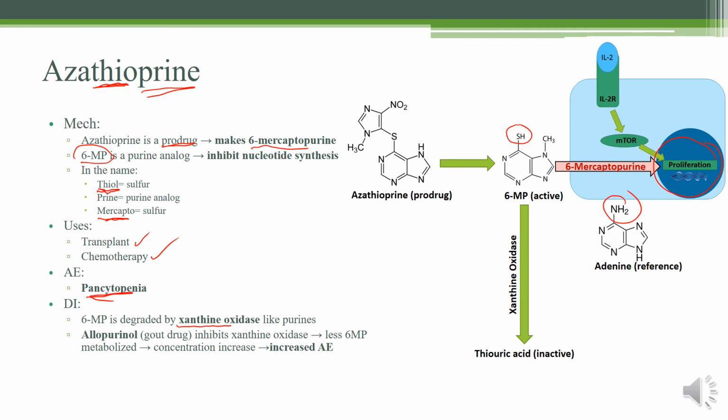Now, some drug interactions that they love to ask you about: 6-mercaptopurine can be degraded by xanthine oxidase. If you've studied ahead, you'll know that for gout we have a drug called allopurinol. This is a gout drug, and allopurinol inhibits xanthine oxidase, and it prevents uric acid from forming. So you can't really turn xanthine into uric acid, but you also can't turn 6-mercaptopurine into uric acid. So you get a buildup of 6-mercaptopurine, and this buildup means you get an increase in adverse effects, which just means you get an even worse immunosuppression. So you want to think of allopurinol. Don't give allopurinol with people taking either azathioprine or 6-mercaptopurine.